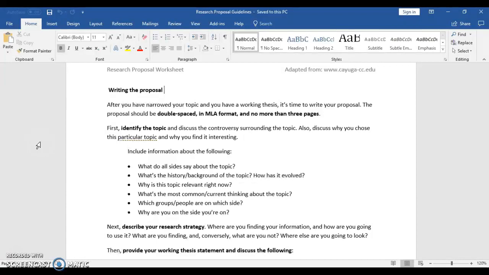You want to make sure you're very prepared before starting to write this. If you're prepared, this should be an easy assignment. If you're not prepared, this could get kind of challenging. So make sure you're prepared.